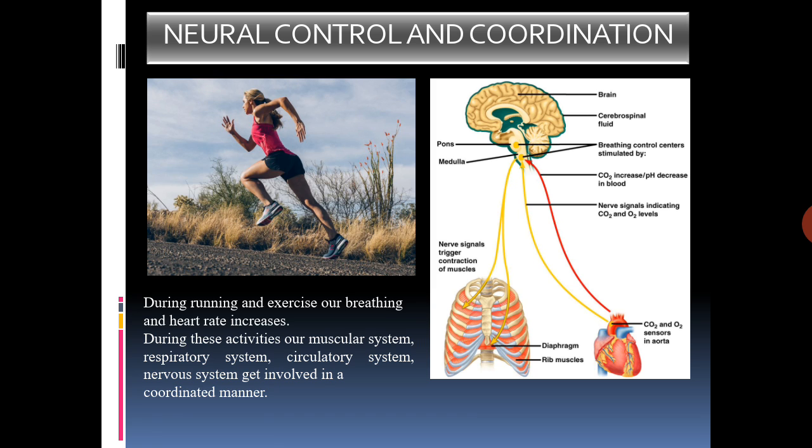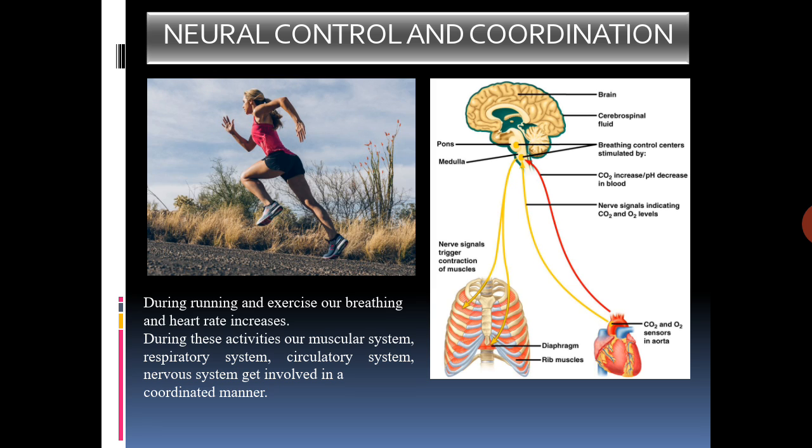Say during running and exercise, our breathing and heart rate increase. In order to become more active, the muscles will need to produce more energy. They do this by breaking down glucose from your food. But to do this, they need oxygen. Your brain then sends signals to the muscles that control breathing so that they contract and relax more often. This causes you to take more breaths.